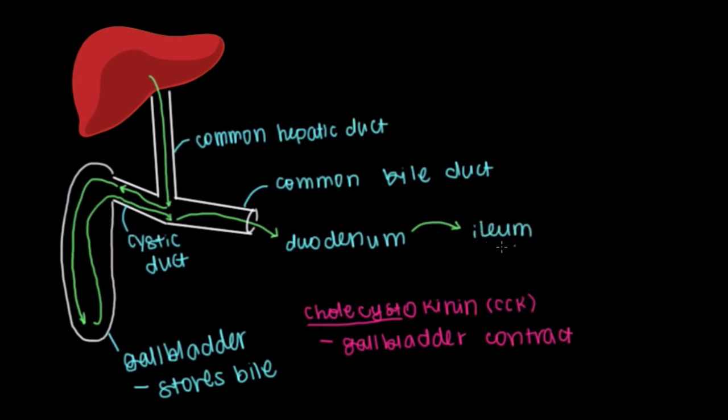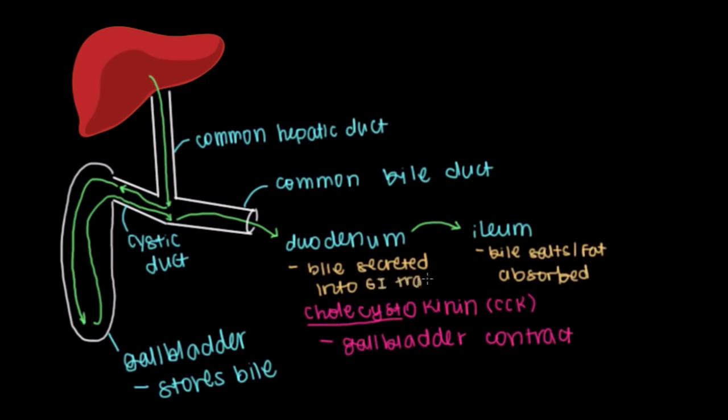Now, you remember the ileum is the last part of our small intestine. This is where our bile salts and our fats that were just emulsified are absorbed. So this is where the absorption process occurs. The ileum is where absorption of our bile salts and our fats occurs. The duodenum is where bile is secreted into the GI tract.